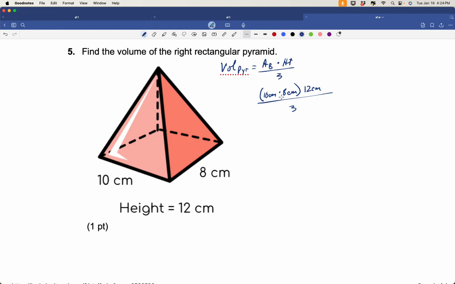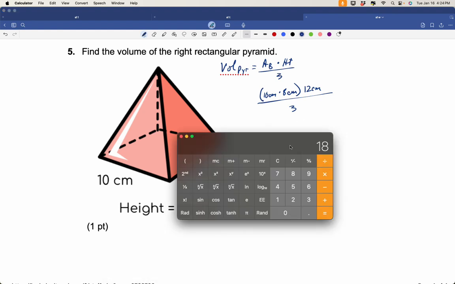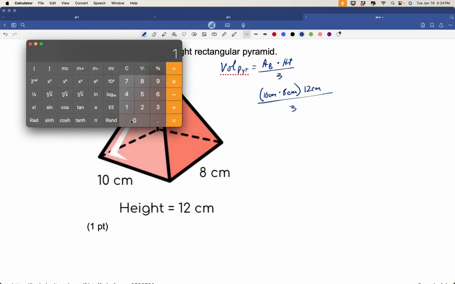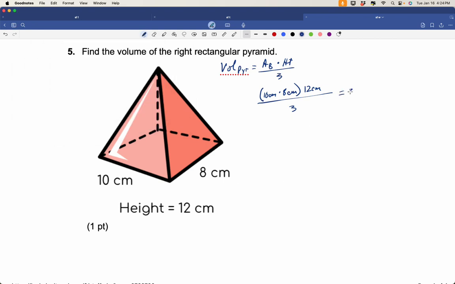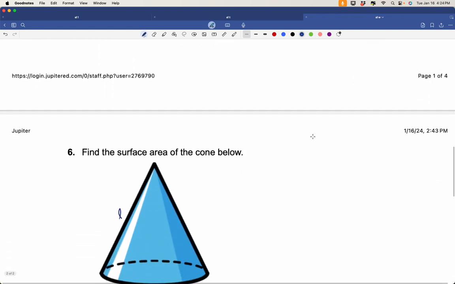So 10 times 8 is 80, and 80 times 12 is going to be, well, heck, let's just pull up the calculator. So 10 times 8 times 12 is 960, divided by 3 is 320. So that's going to be 320 centimeters once, twice, 3 times, so cubed. 320 centimeters cubed. And that is the volume of the pyramid. Pretty straightforward. So let's find the surface area of the cone below.